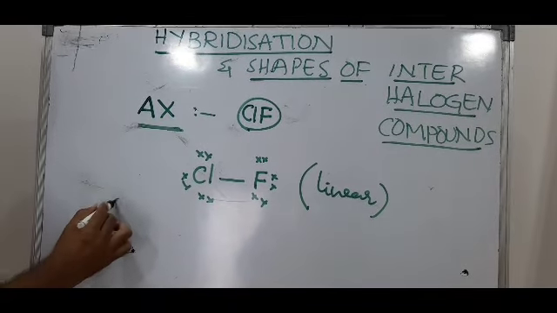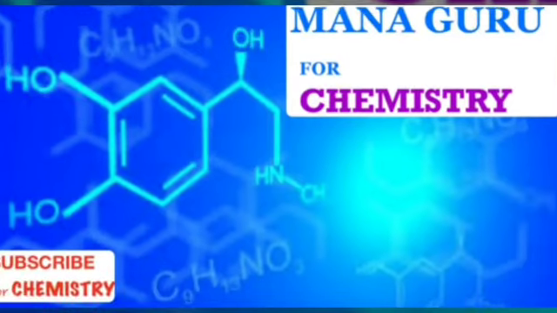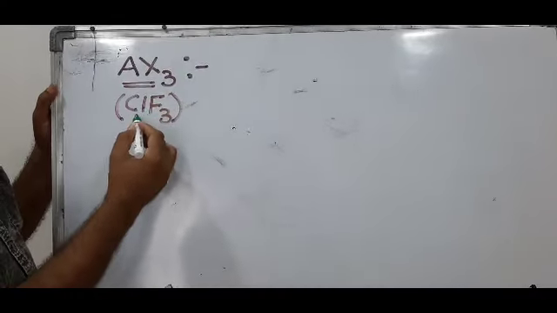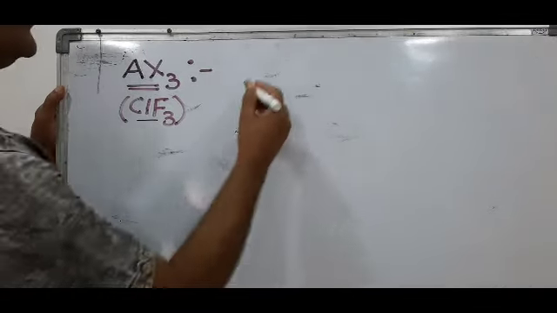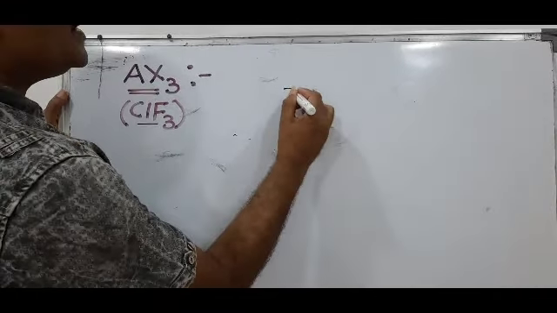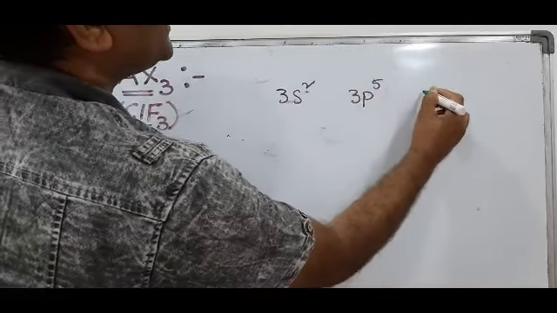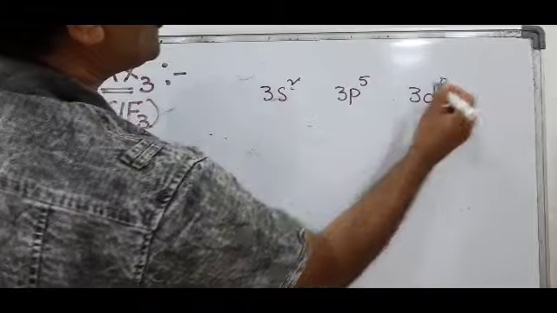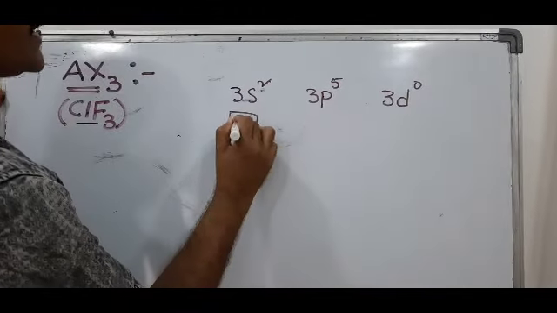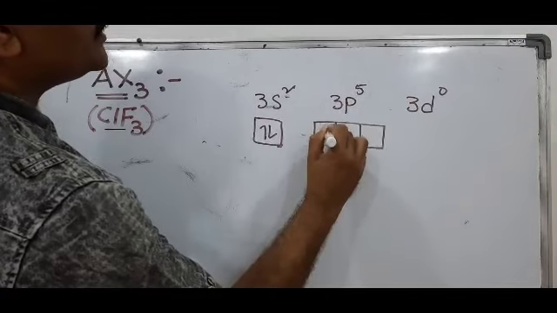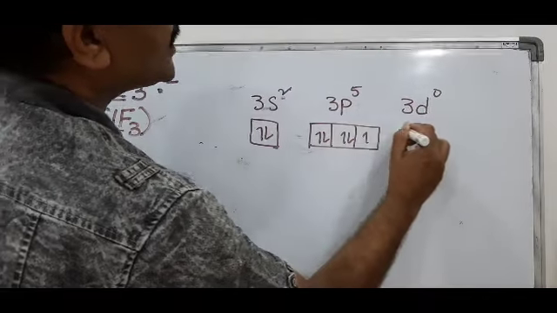Now let's see AX3. Students, for the AX3 molecule, I am taking ClF3. Here chlorine is the central atom. Its configuration is 3s2 3p5 3d0. This is the ground state configuration. S has 2 electrons, P has 5 electrons, and D has no electrons in the ground state.